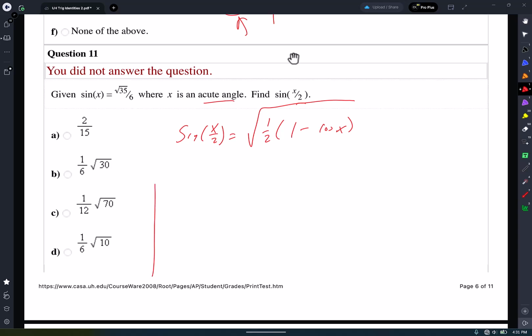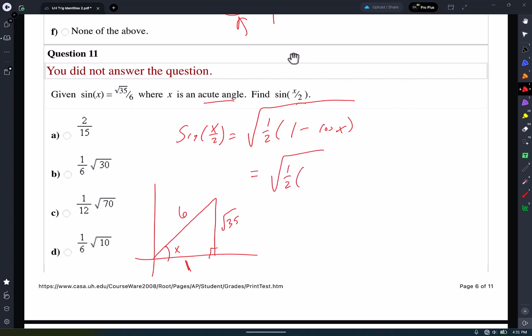So here's my right triangle. Here's angle x. Square root of 35 over 6. We're still okay? 6 squared is 36. Square root of 35 squared is 35. 36 minus 35 is 1, and the square root of 1 is 1. So you see how I got the 1 there? All right, here we go.